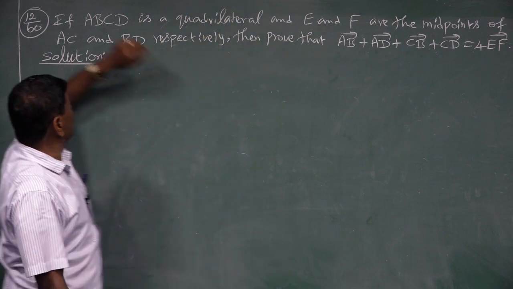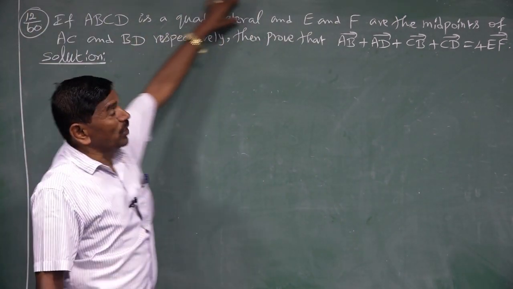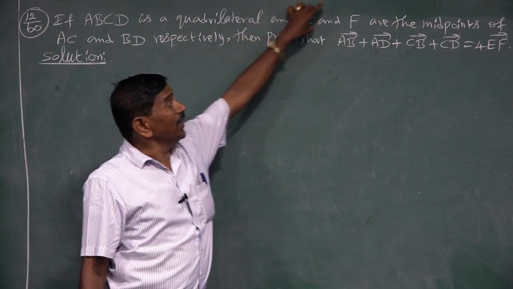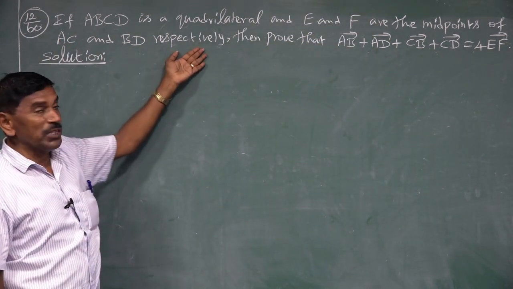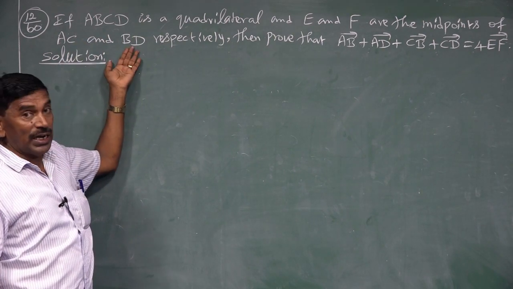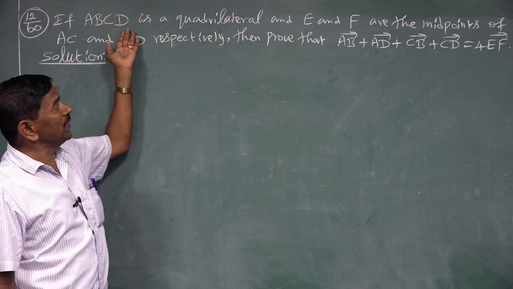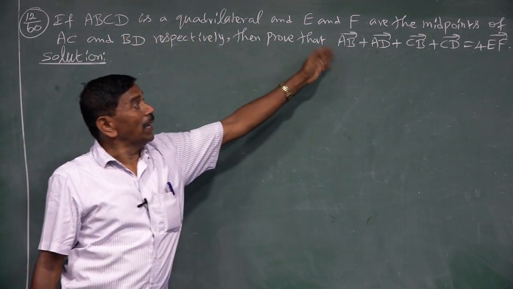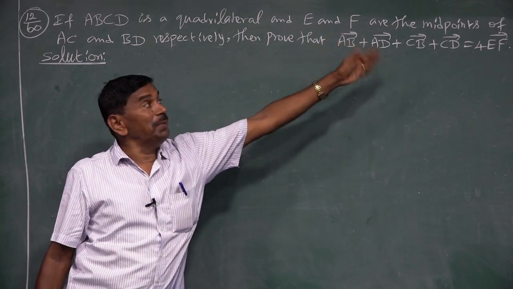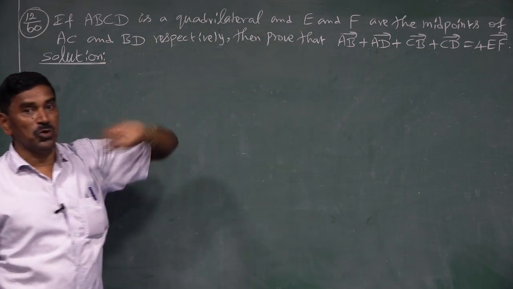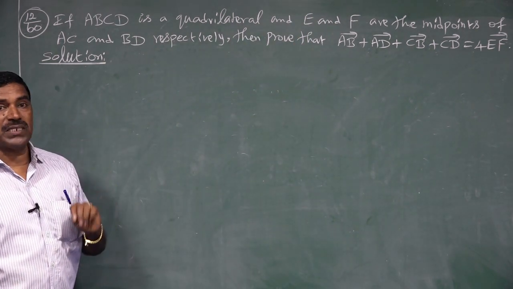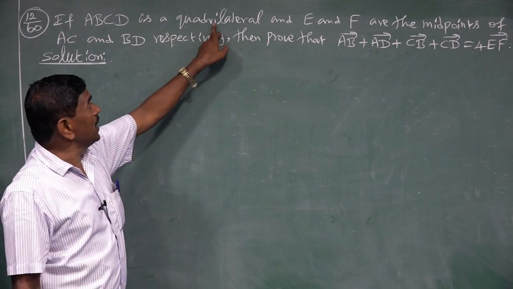Okay, again come to the question. If ABCD is a quadrilateral and E and F are the midpoints of the diagonals AC and BD respectively, where AC and BD are the diagonals of quadrilateral ABCD, then prove that AB vector plus AD vector plus CB vector plus CD vector is equal to 4 times EF vector. That result you want to prove. What is the keyword first? Yes, quadrilateral is a keyword.